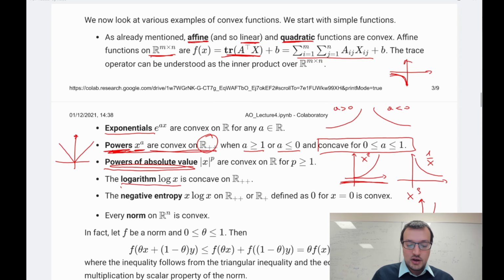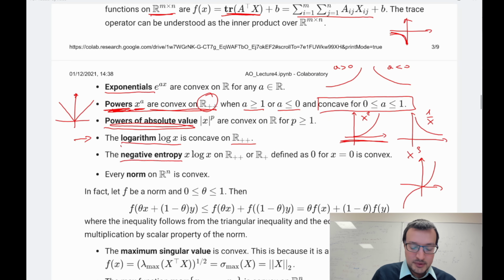The logarithm, log of x, is a concave function on its domain. This is a standard example of a concave function. We will see the log a lot, and it's the classical example of a concave function for us. And actually, I already mentioned this in previous lectures, about the fact that in statistical applications, when we introduce the logarithm, we say, okay, this is going to be a concave function.